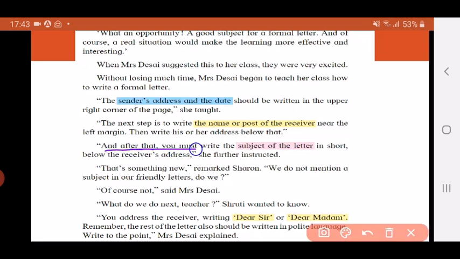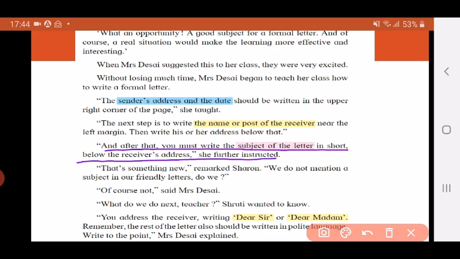After that, you must write the subject of the letter in short below the receiver's address, she further instructed. So after you write sender's address, date, then on the left hand side what do you do? Receiver's name, post and address. Below the receiver's address, you have to write the subject of the letter in one short line. Do you know the meaning of the subject of the letter? Subject means the topic of the letter, why you are writing the letter.